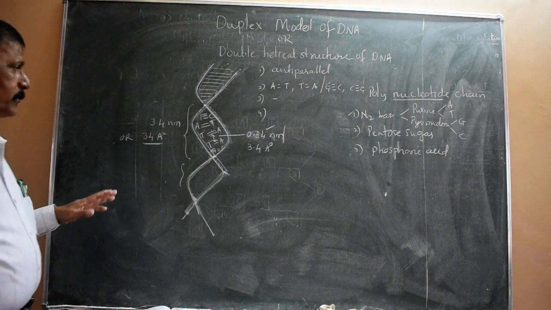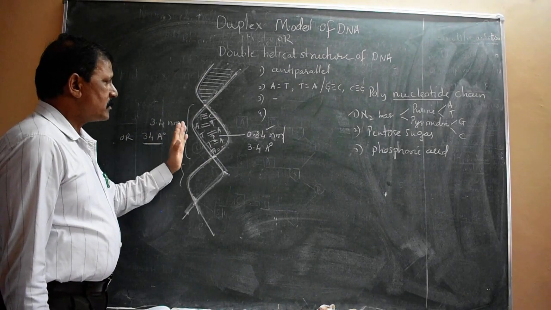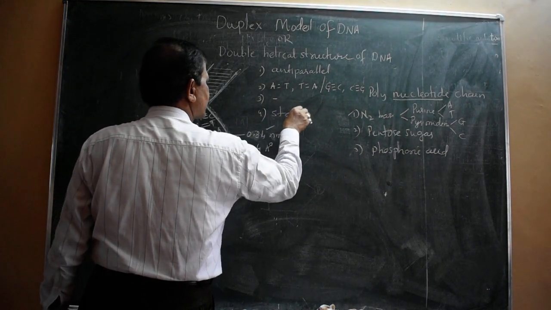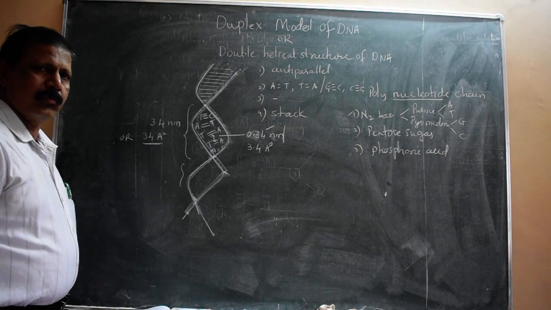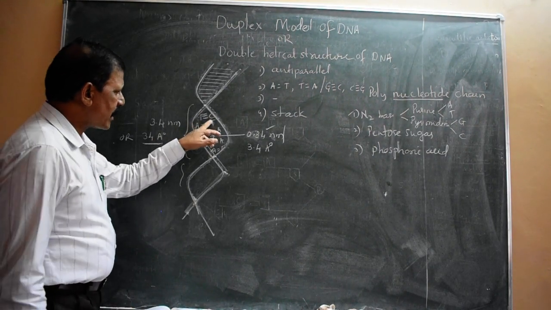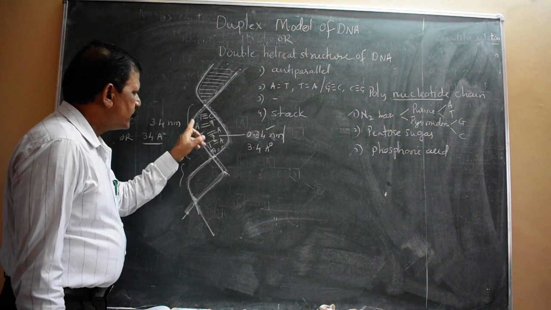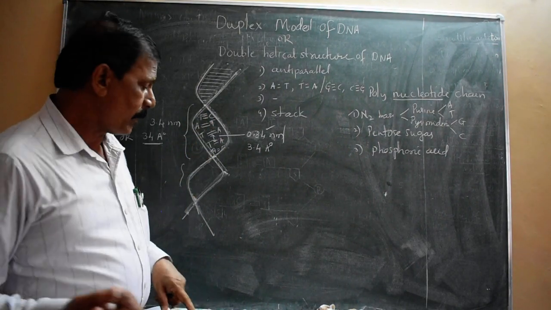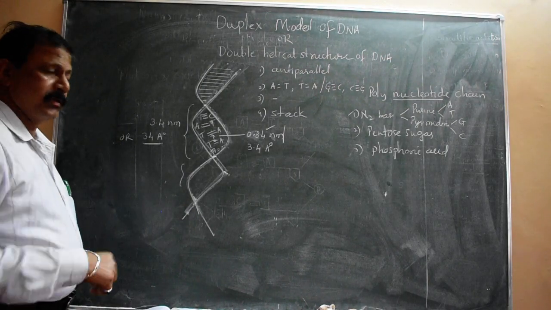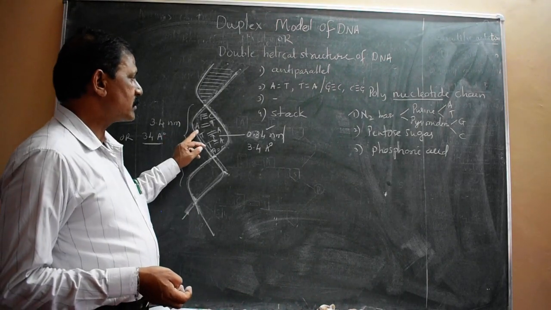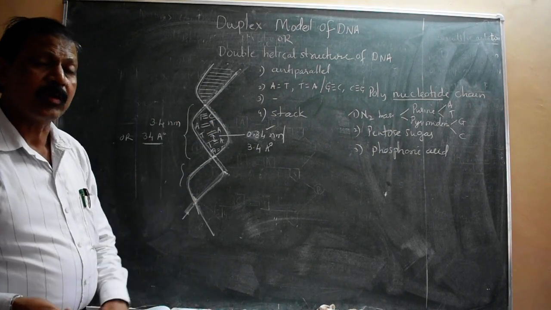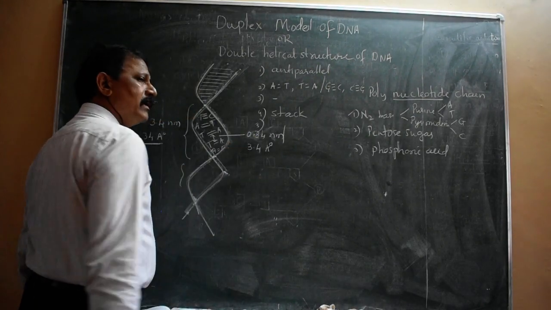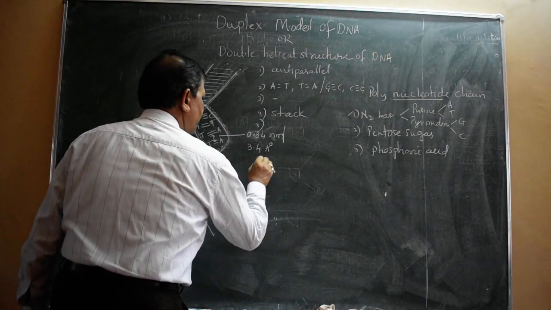You understood? Then the nitrogen bases of each strand stack over one another. So this is stacked over this, this is stacked over this, this is stacked over this, because they are anti-parallel. Thereby they may be stacked over one another, and that is also another important characteristic feature of the duplex model of the DNA.